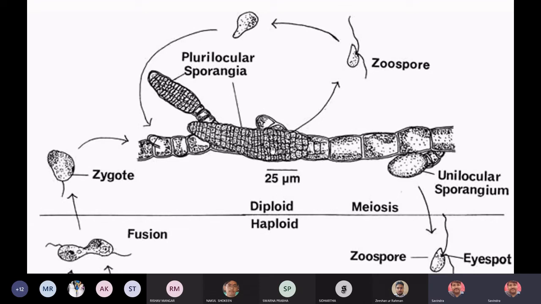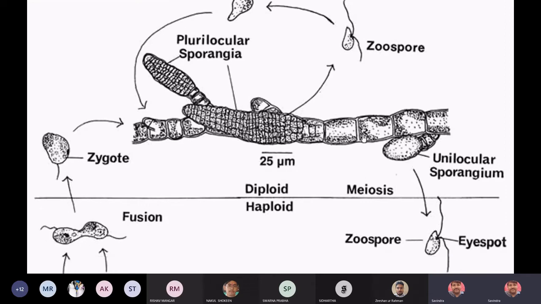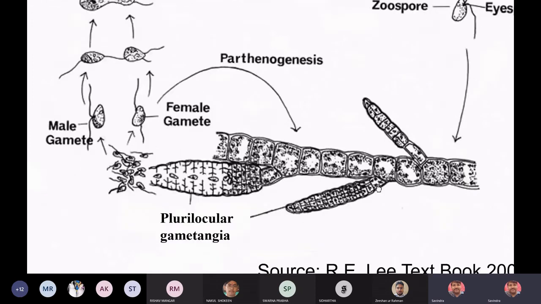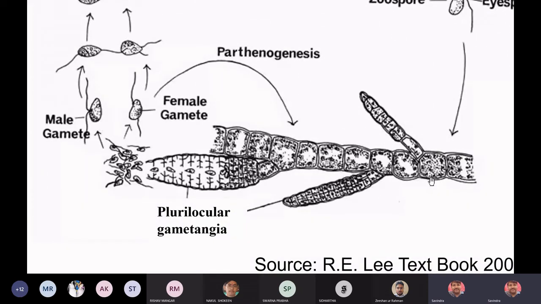Plurilocular sporangia after mitosis will give rise to mitospores or mitozoospores or zoospores, and those mitospores keep making sporophytes generation after generation. This unilocular sporangia will undergo meiosis and will produce meiozoospores or zoospores. Zoospore is written in both places, but this mitospore zoospore is diploid and this other zoospore is haploid. And this zoospore will germinate and give rise to the gametophyte.